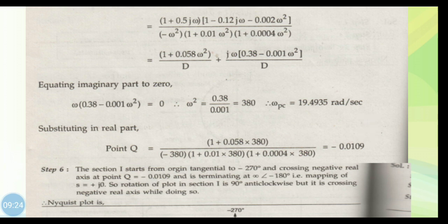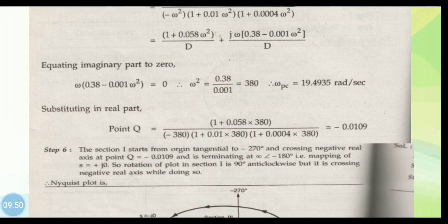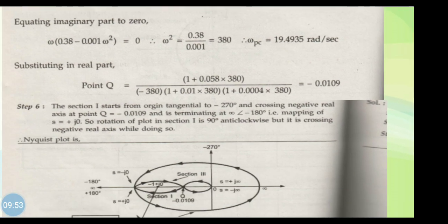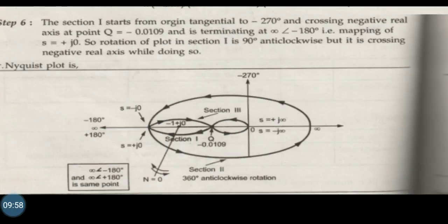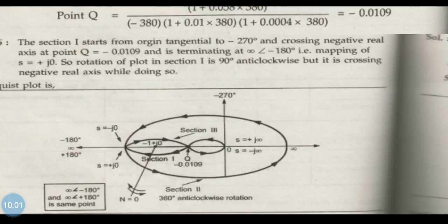0.0109. So step 6: section 1 starts from the origin tangential to −270 degrees and crossing the negative real axis at this point Q, −0.0109, and is terminating at infinity at an angle of −180 degrees. That is the mapping of s = +j0. So the rotation of the plot in section 1 is 90 degrees anti-clockwise, but it is crossing the negative real axis while doing so.